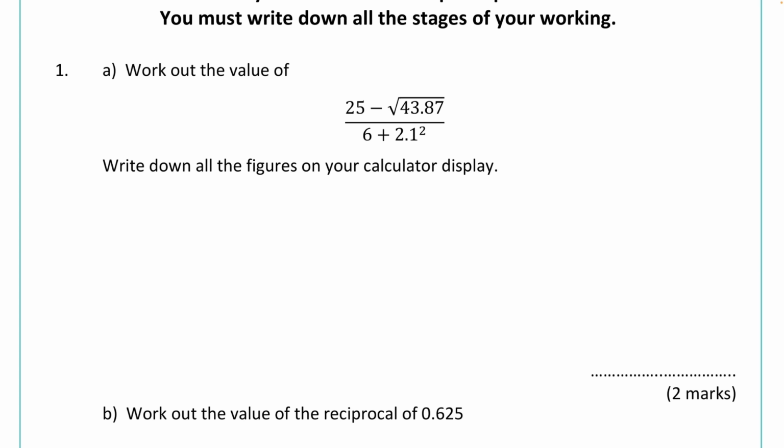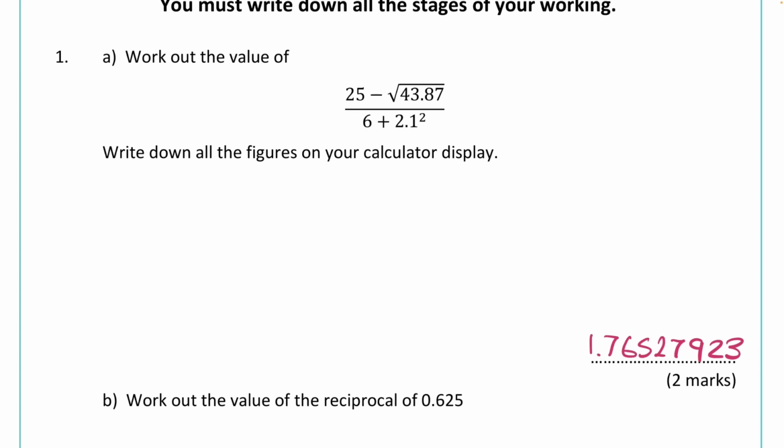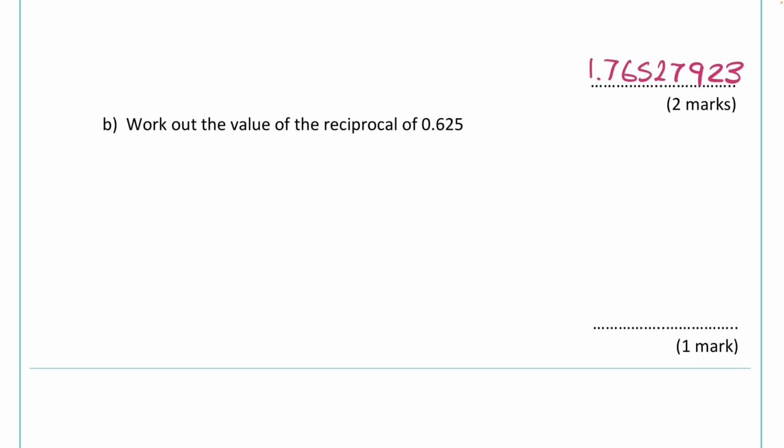So for this one here, my answer comes out as 1.76527923. So as long as you're getting the same answer there, that should be absolutely fine. If not, just double check, have a look at how it looks different on the page to on your calculator screen. Now part B here asks us to write the reciprocal of 0.625.